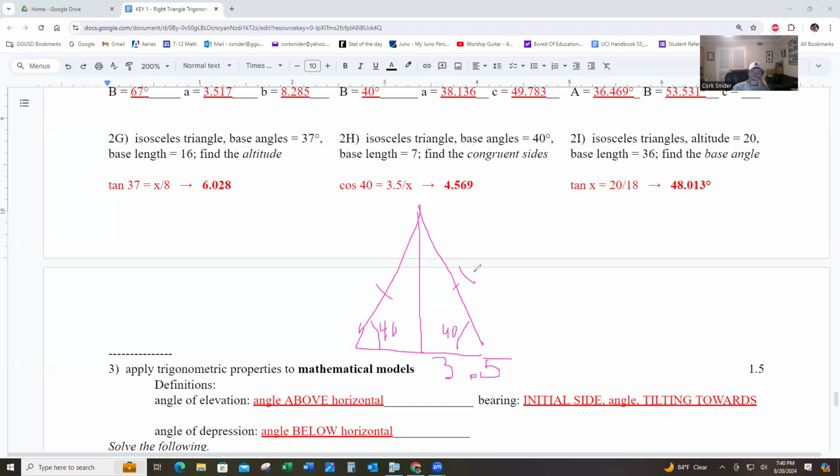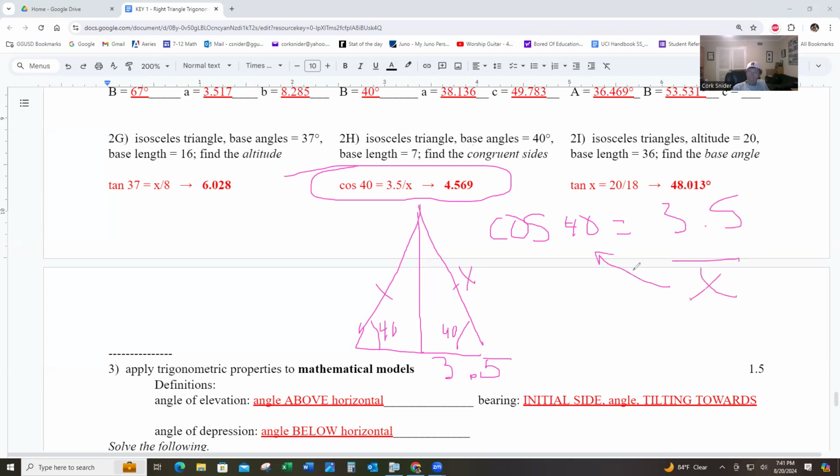So I'm trying to find this. I'll call that x. So in this case, it's going to be a cosine deal. Cosine of 40 is adjacent 3.5 divided by the hypotenuse, which is x. So when you do this, let me draw this out a little further. I won't punch in the calculator, but cosine of 40 equals 3.5 over x. Remember, you can switch them diagonally. So x, what you're looking for, will be 3.5 over the cosine of 40. Okay, sound good?